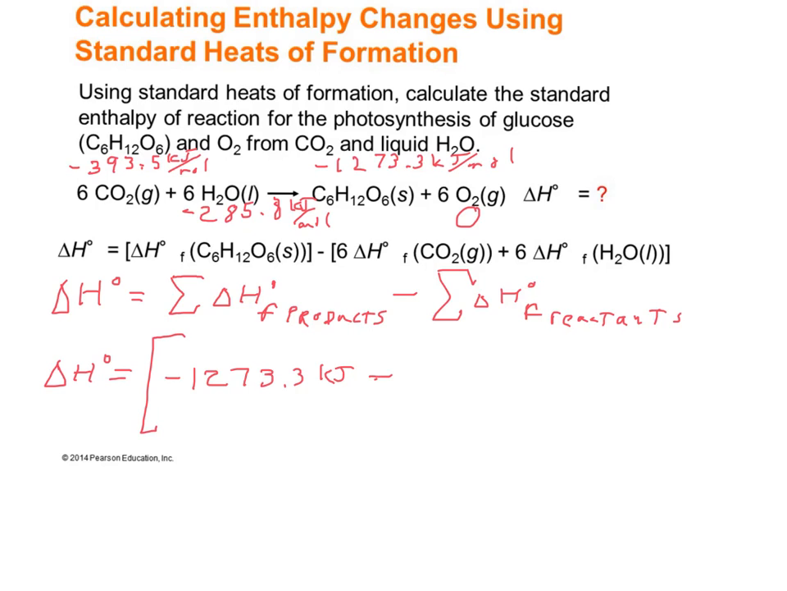Then we have to account for our oxygen. We have 6 oxygens. They have 0 kilojoules each. Well, gee whiz, 0 times 6, and of course that's just going to go to 0 there. Minus the enthalpy of our reactants. We've got 6 carbon dioxide, so 6 moles of carbon dioxide, each with an enthalpy of formation of a negative 393.5 kilojoules.